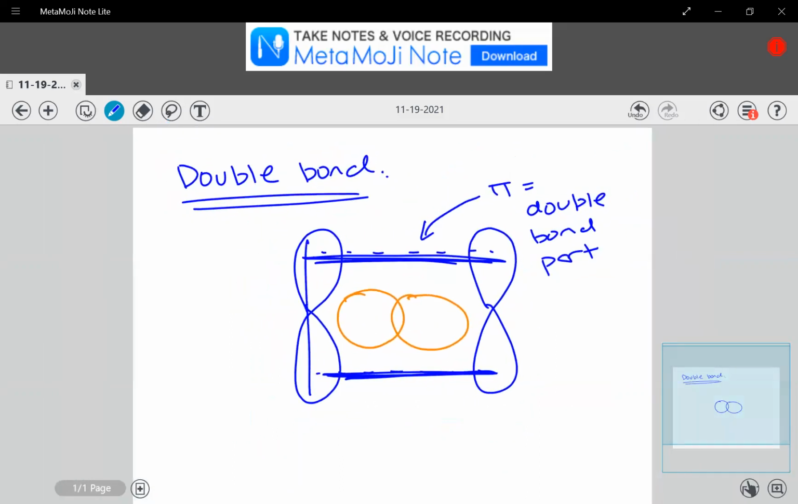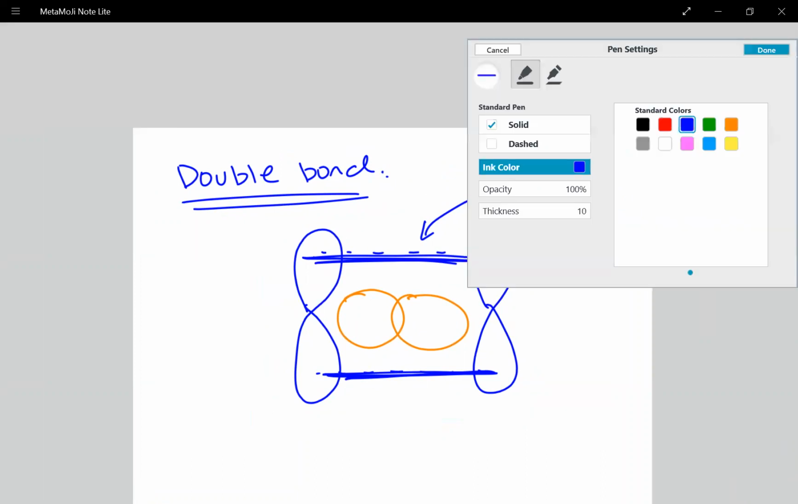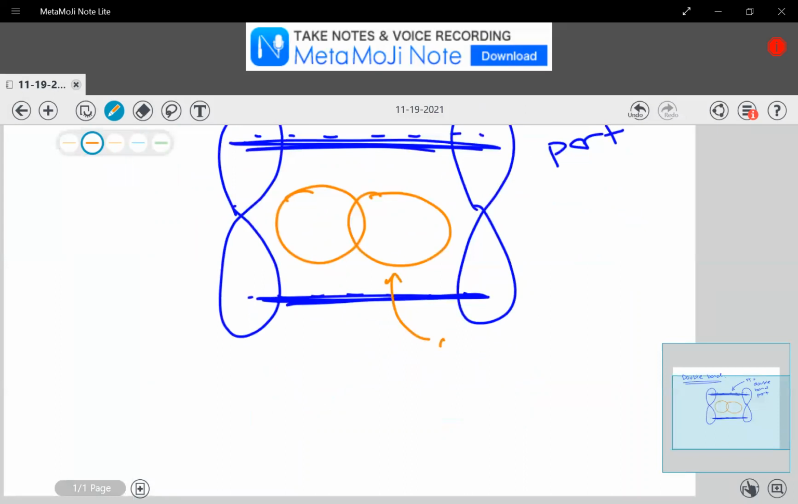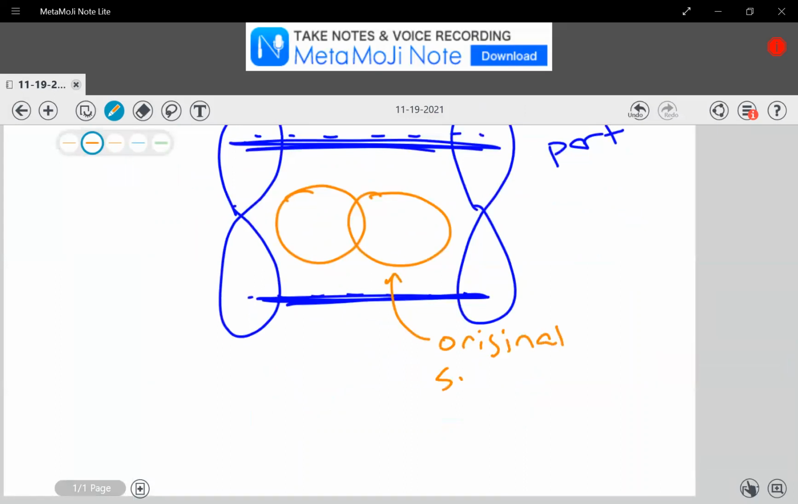So you see they're both kind of parallel to each other, right? They have an interaction here that goes across. And that's what creates the double bond part. Then here in the center, you've got your original sigma, not original sin, original sigma. And that is your single bond. I mean, you can't have a double bond if you don't have a single bond.